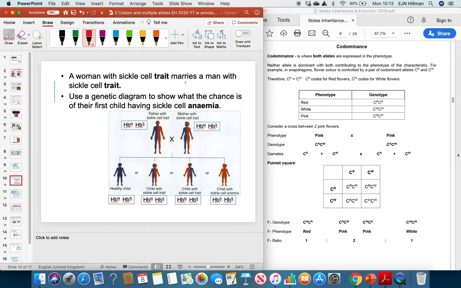Okay, so a woman with a sickle cell trait marries a man with a sickle cell trait. What is the chance of the first child having sickle cell anemia? Well, again, it's 1/4. They would need to be HbS HbS, or homozygous for that HbS. So there's 1/4. You may be asked, what is the chance or probability that a first child has sickle cell anemia and is male, for example? Well, if that was the case, it would be 1/4 times 1/2, so 1/8. That's a typical kind of question that you might be asked.